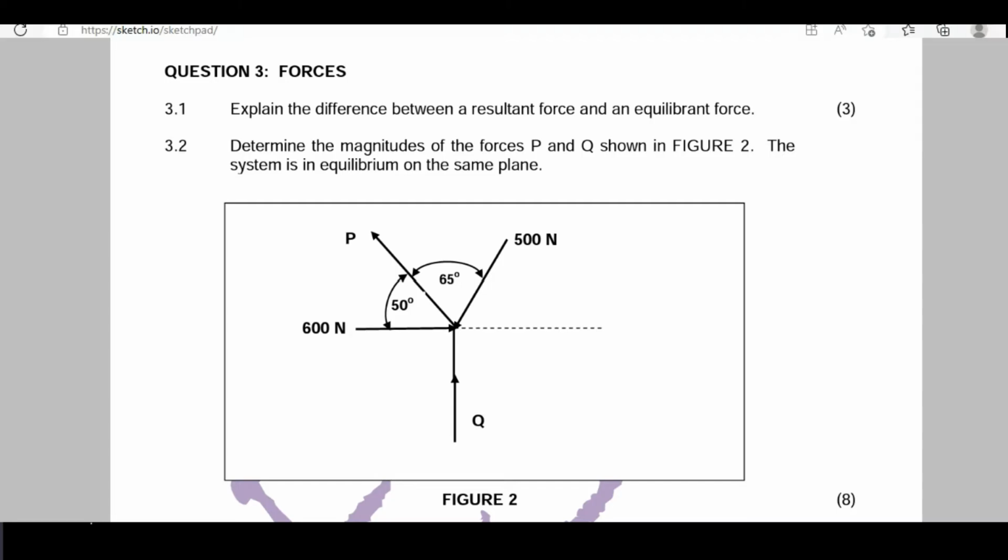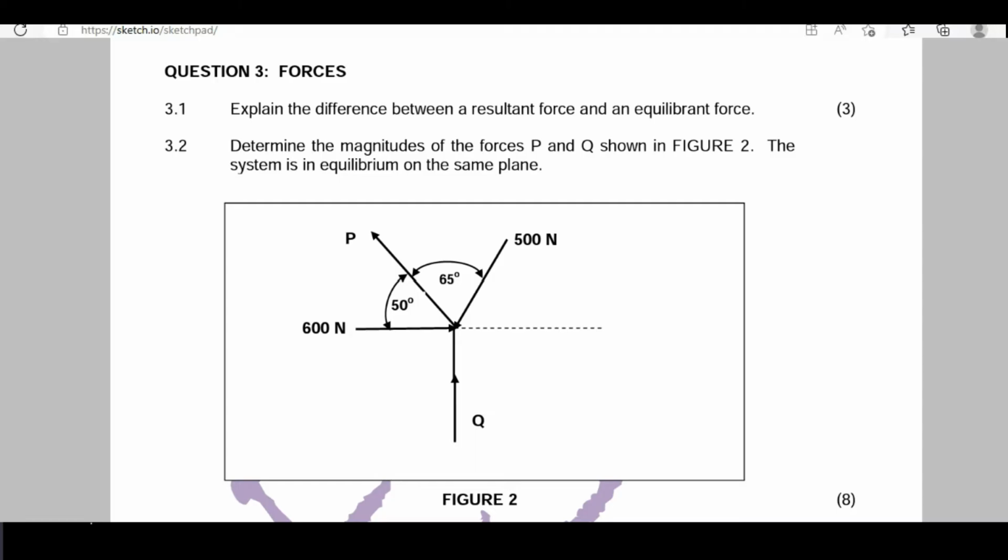We are still on Engineering Science N3, and today we are doing an exercise from the question paper that was written on the 17th of November 2016. It's question number 3, and we are going to start from 3.1.